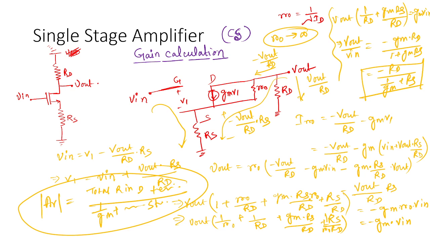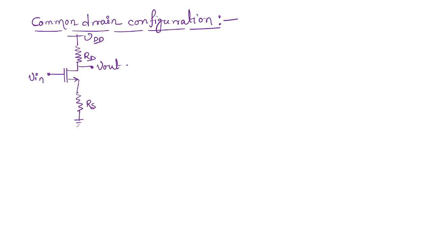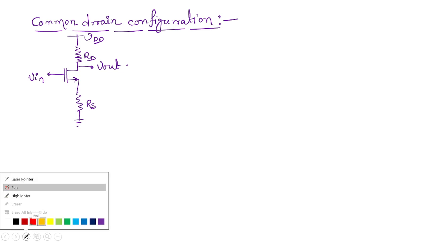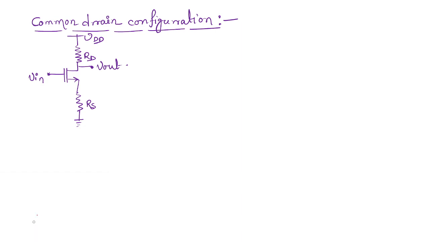Okay, now what I do, actually this is a common source circuit here, so instead of taking Vout here, we will take Vout from here, so it will become a common drain circuit, and I am going to find the value of the gain of this circuit. Okay, so now let's draw the model here.